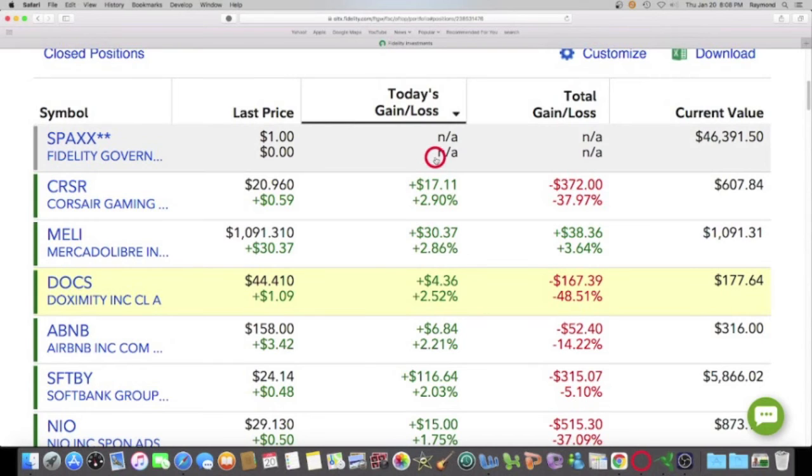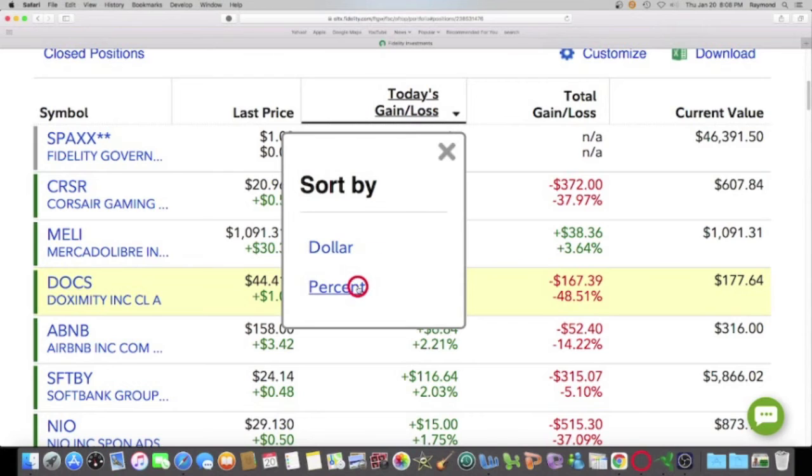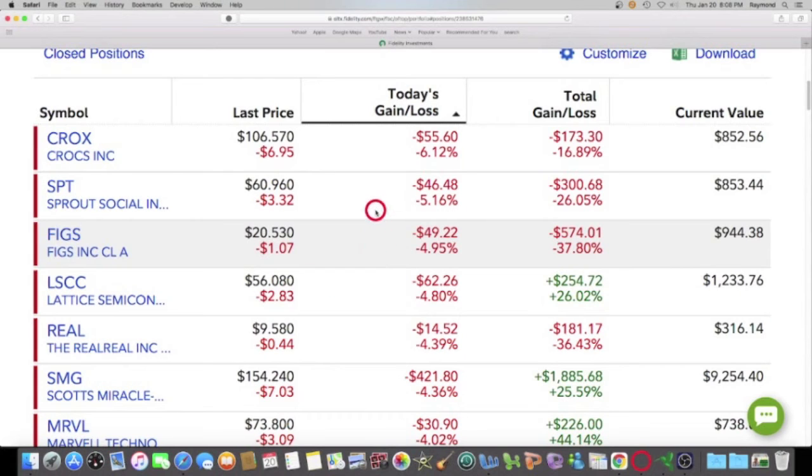And my least performing stock is Crocs. I was down 6.12%. I lost a little over $55 today. Here's the stock ticker CROX, and the company is Crocs.